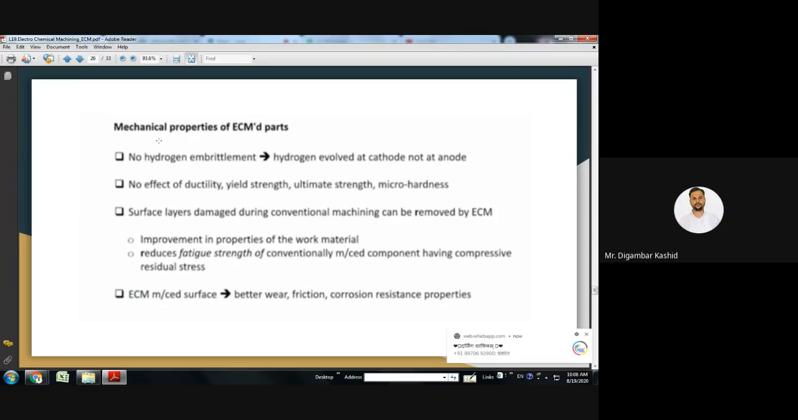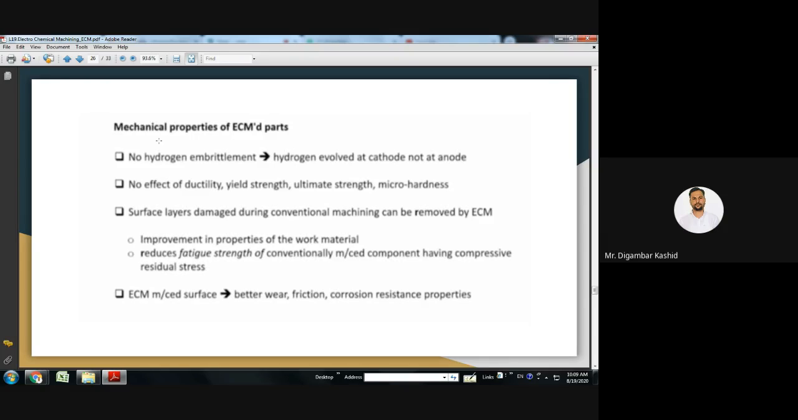As we know, during this process hydrogen evolution takes place at the cathode, not at the anode. On the machined workpiece surface there will not be hydrogen gas. So there is no hydrogen embrittlement at the anode, because whatever hydrogen is evolved is present at the cathode, while the material removal takes place due to anodic dissolution at the anode only.